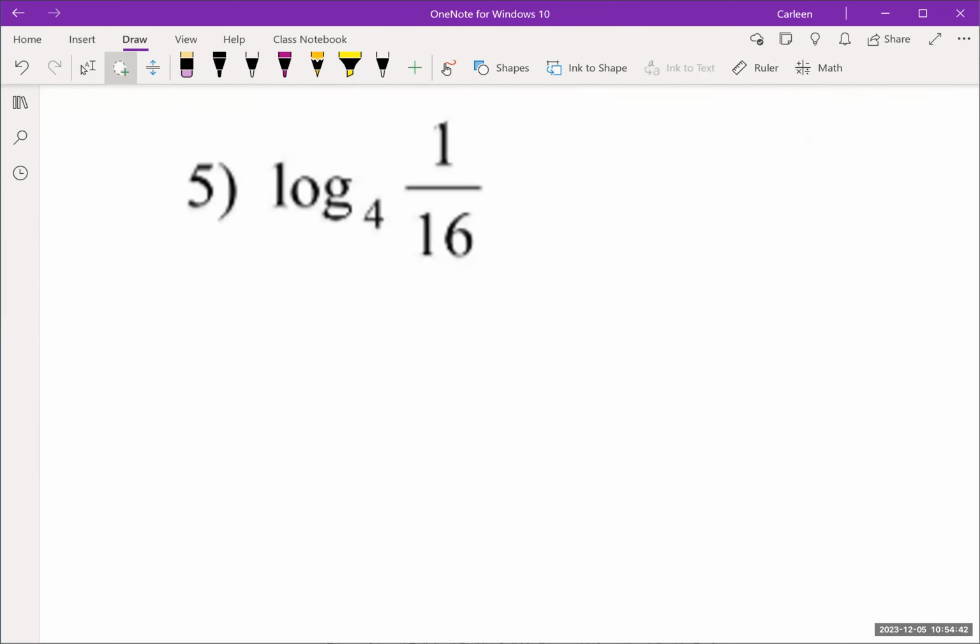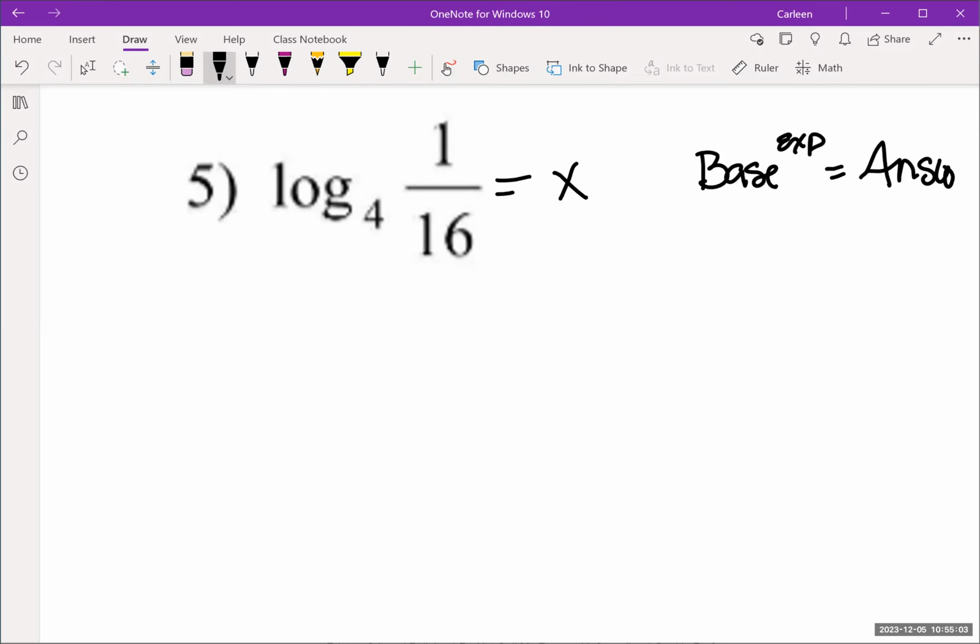Okay, first we're going to change to exponential. So we're going to go base, exponent, answer. What is the base for number 5?